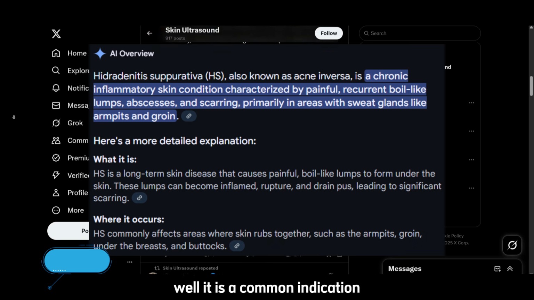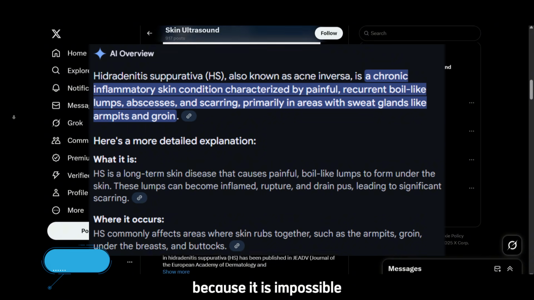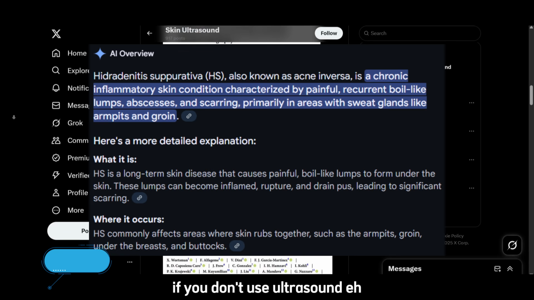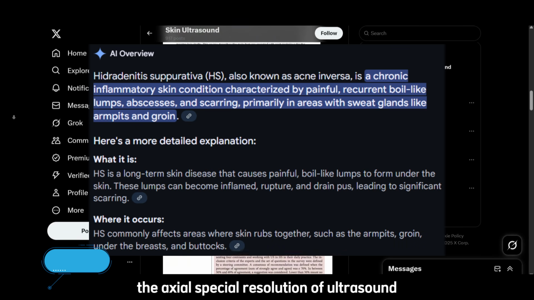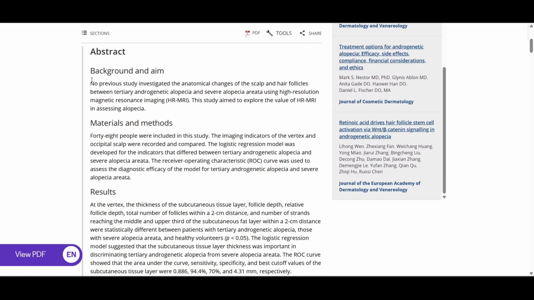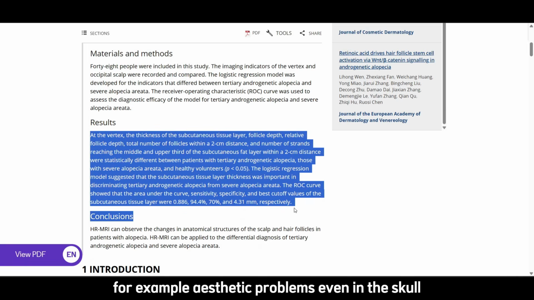Well, HS is a common indication because it is impossible to know the reality of the disease if you don't use ultrasound. MRI doesn't show the axial spatial resolution of ultrasound in the current versions, of course. But there are several areas, I would say, for example, aesthetic problems.